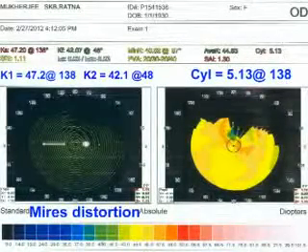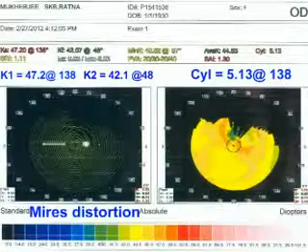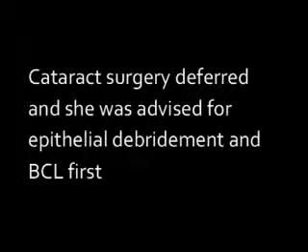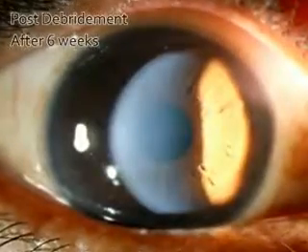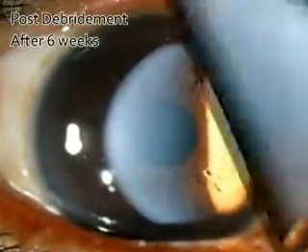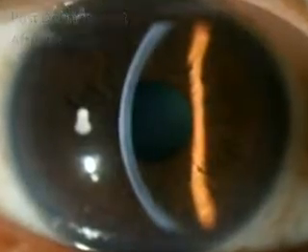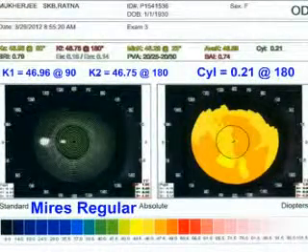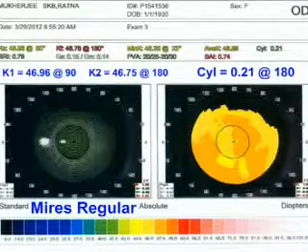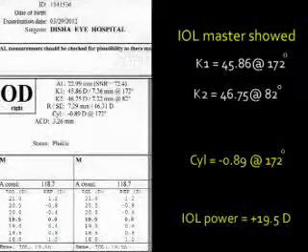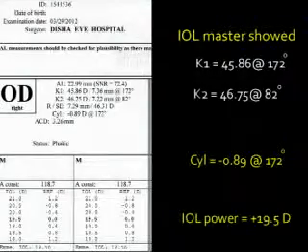Corneal topography showed distortion of Meyers with 5 diopter cylinder at 138 degree. Cataract surgery was deferred and she was advised epithelial debridement and BCL first. After 6 weeks, her corneal epithelium was absolutely normal. Corneal topography at that stage was regular with astigmatism of 0.2 cylinder. IOL Master showed emmetropic IOL power plus 19.5 diopter with only 0.9 diopter cylinder.